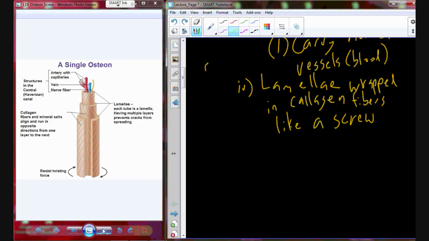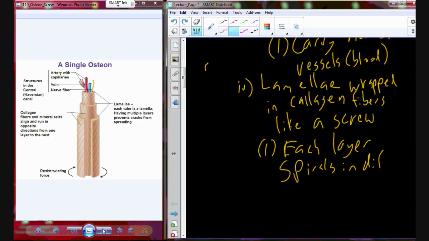Right, we've digressed enough. So the collagen is oriented in two different ways. They allow resistance to a twisting motion, making it even stronger. Each layer of the osteon spirals in a different direction.